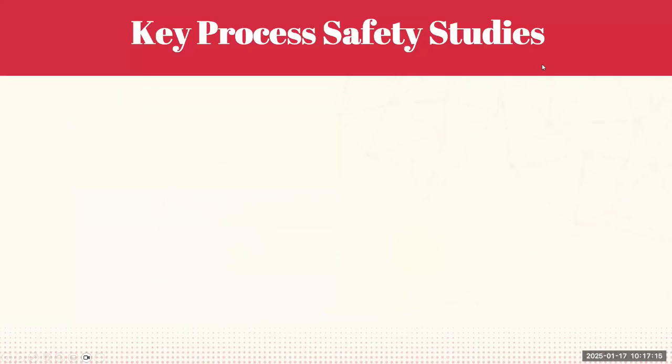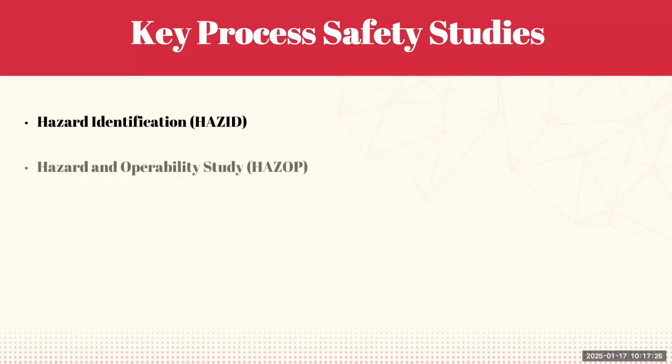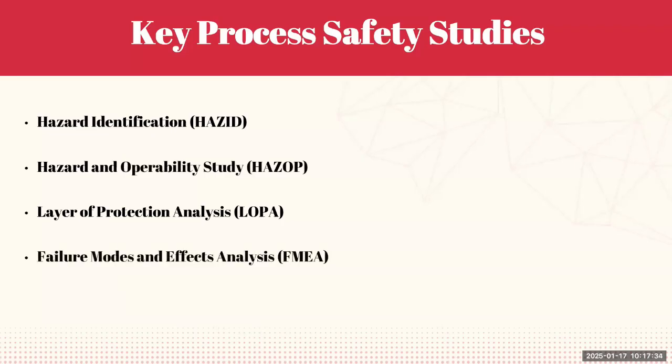So we have a lot of studies, and I'll just talk about the most famous ones, I would say. So we have first hazard identification, which is HAZID for short. Then we have hazard and operability study, which is HAZOP. Then we have the layer of protection analysis, also known as the LOPA. Then we have the failure modes and effects analysis, also known as the FMEA. And then we have the QRA, which is the quantitative risk assessment.